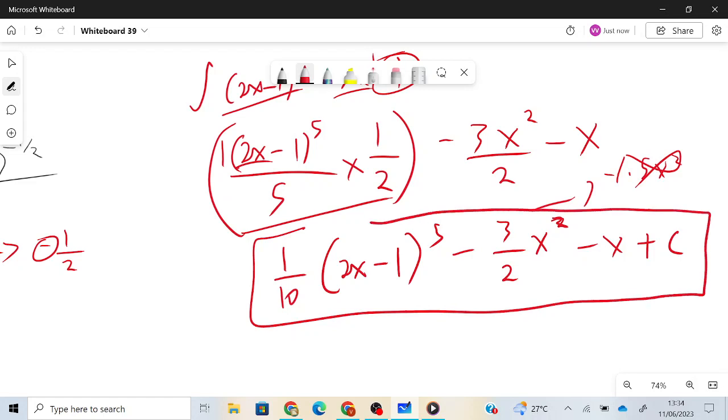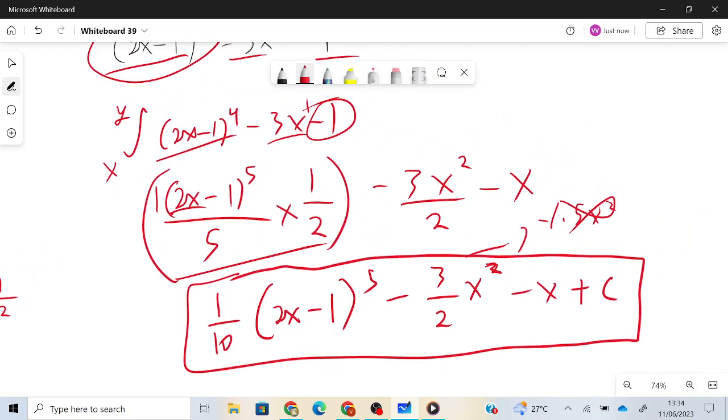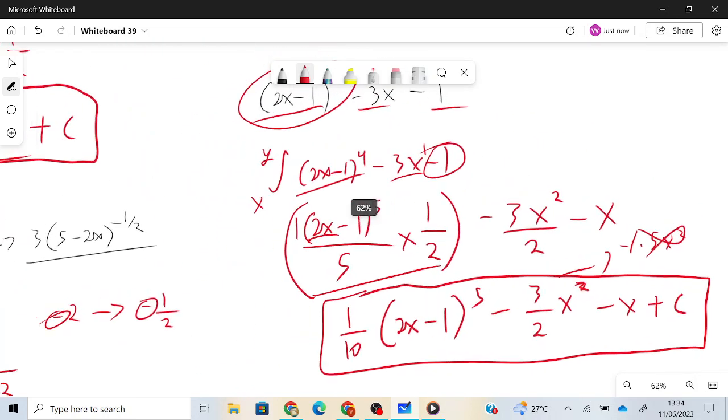If it was a definite integral, we would have our bounds over here, x and y, and we would input them into the x place over here. So that was how to integrate that final example, and that indeed brings us to the end of this video.